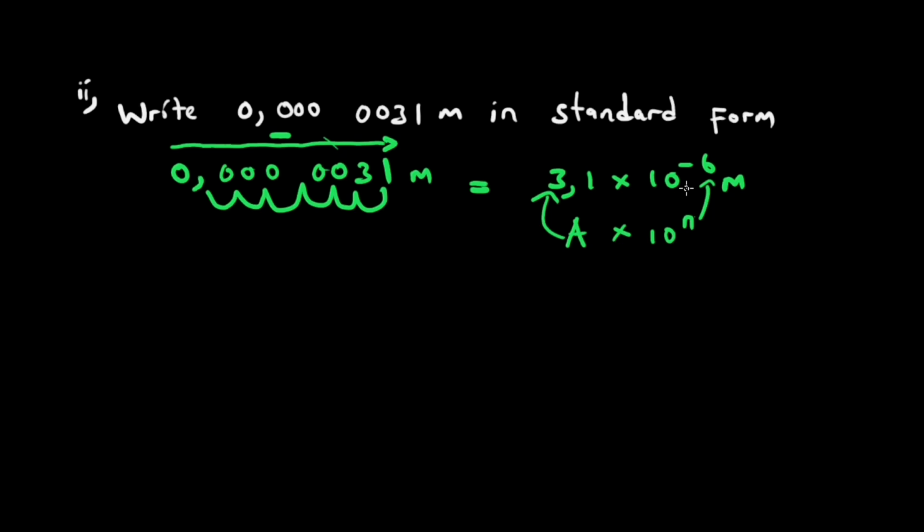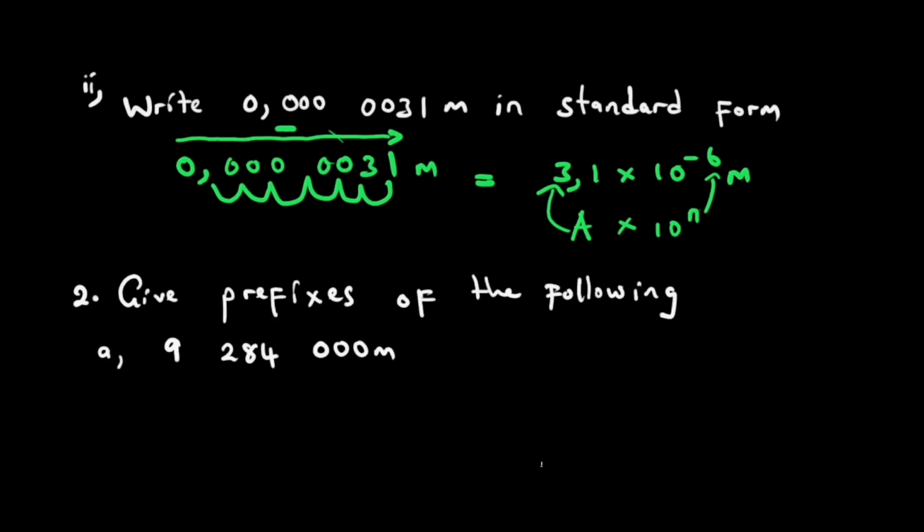Again, to remind you, kana maexamples ayari mashoma for you to master the facts. Kana musina kunzwisisa, there is a video on standard form which we created, a very comprehensive video ramunogona kushandisa to your advantage rakakubatsirai. Let us go to our second example. Kana tichida kupa the prefixes of the following, because number 2 yedu takuita prefix, yet give prefixes of the following. A, it's 9,284,000 meters. What I encourage kutanga tai expressa in standard form.